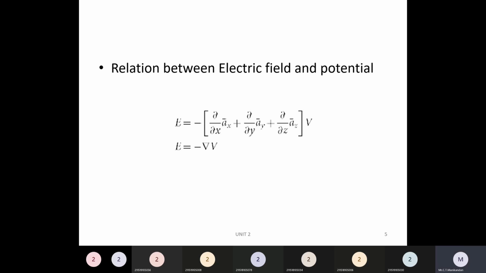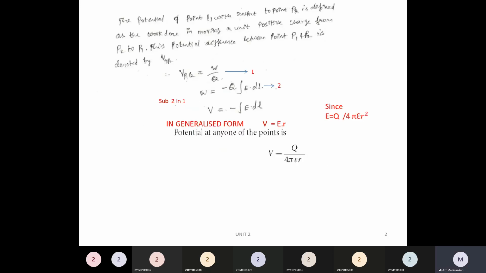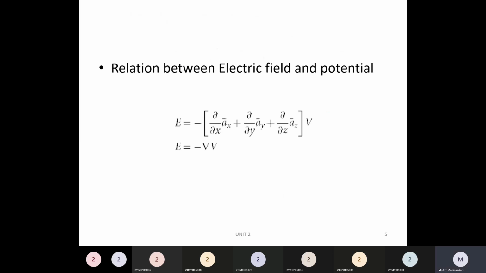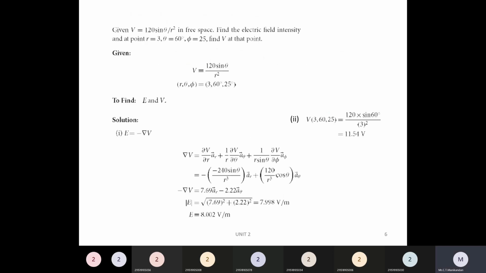So in the problem, if the potential is given and you are asked to calculate the electric field, you have to use this formula, E equal to minus del V. And similarly, if they give you the electric field and you are asked to calculate the potential, you have to use this formula, V equal to minus integral of E dot dS. So we will be seeing both of these now. These kinds of problems may be expected in the university GATE exams.